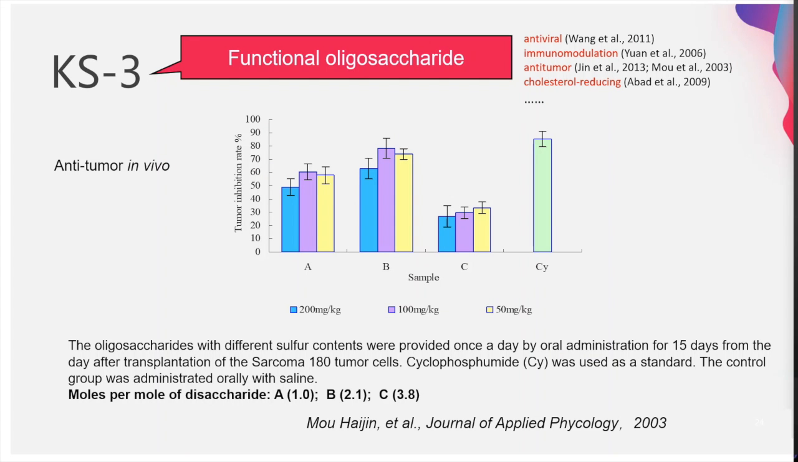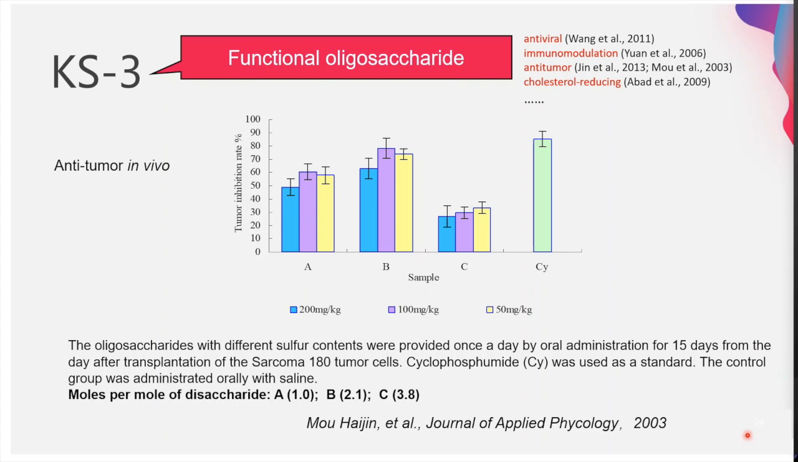KS3 is the oligosaccharide of carrageenan. When carrageenan is used as a polysaccharide, we pay attention to its viscous and gelling properties, while when it is degraded to oligosaccharide, there are diverse functions including antiviral, immunomodulation, anti-tumor, and cholesterol-reducing effects that have been reported in various studies. So it is called functional oligosaccharide.